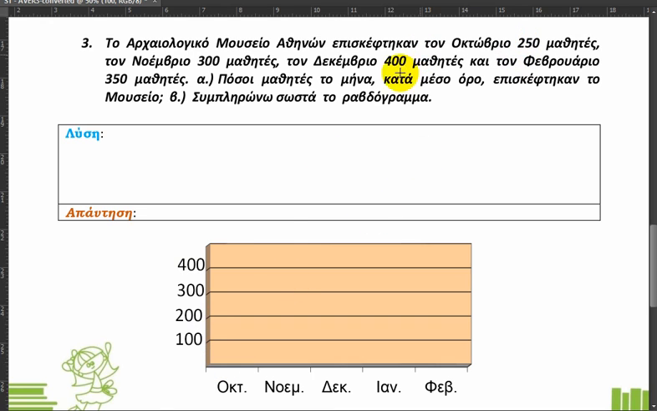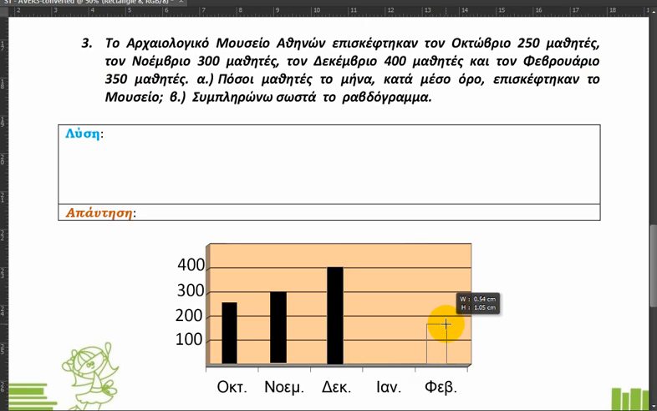So October was 250, so it's going to be halfway up here, halfway between 200 and 300. So here we have November with 300 students, so all the way up to the 300 line. In December we had 400 students, so that's all the way up to the 400 line. And then in February it was 350. Wait, where's January? Okay, so we have no January. So 350. Well, apparently it was closed in January.